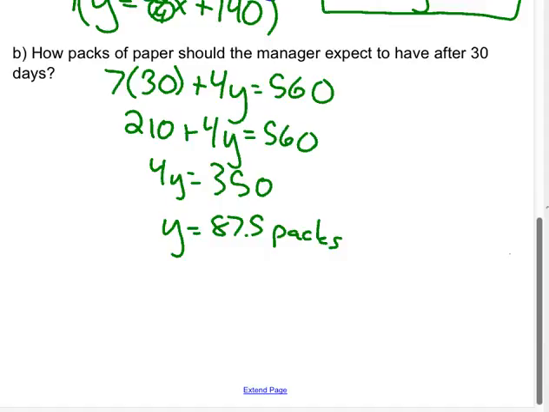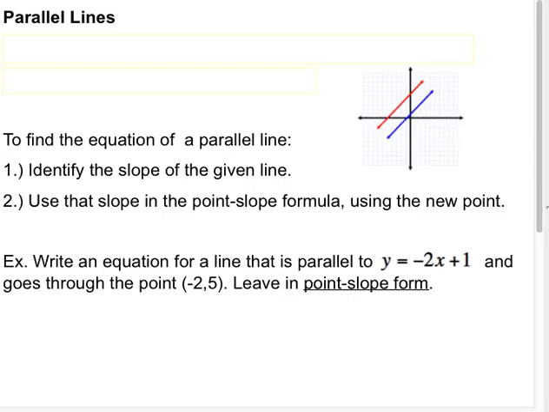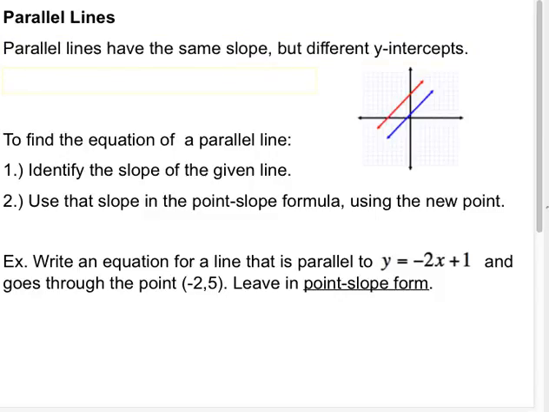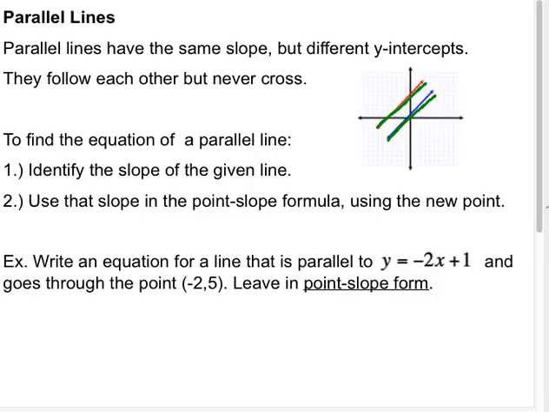But let's focus on today, okay? So we're talking about parallel lines now. Parallel lines have the same slope, but different y-intercepts. So notice these two lines here, same slope, but different y-intercepts. They follow each other, but they never ever cross. Okay, that's going to become important in chapter 3 as well.